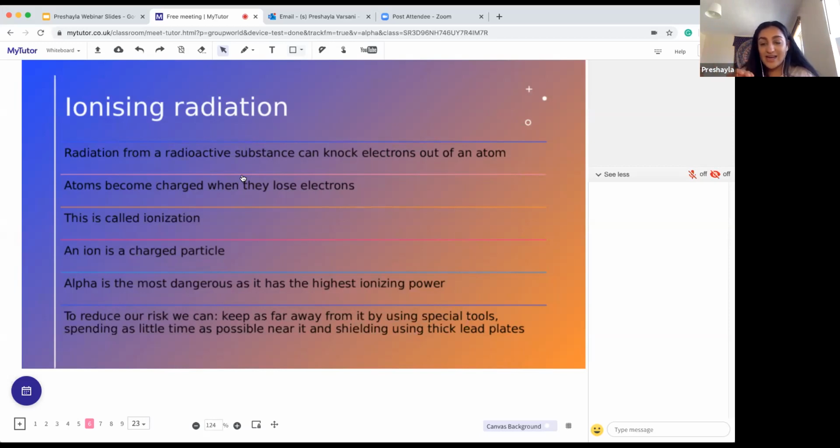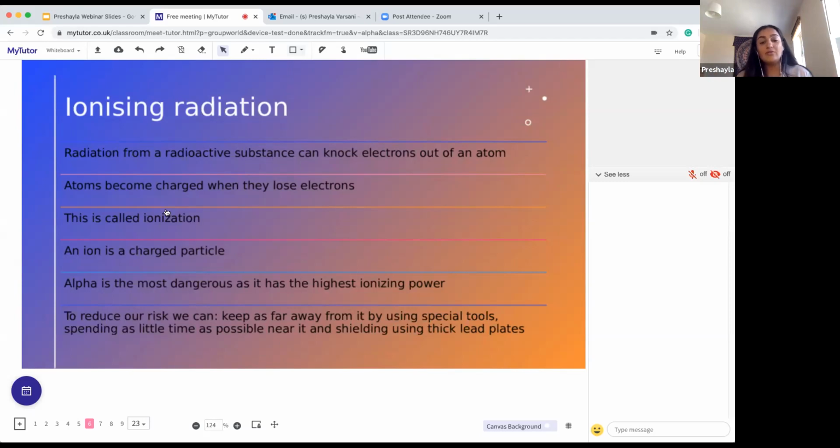Now, if an atom loses electrons, it will become charged. Okay, so if it loses electrons, it becomes charged. This process is called ionization. It's called ionization because an ion is a charged particle. So when we knock the electrons out of an atom, our atom becomes charged, and it therefore turns into an ion, which is a charged particle.